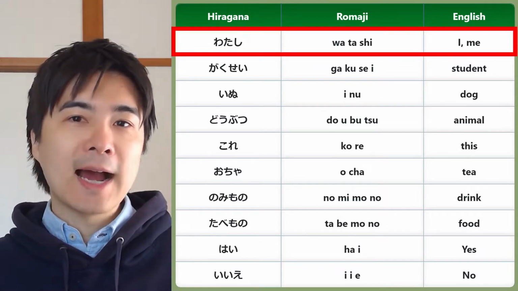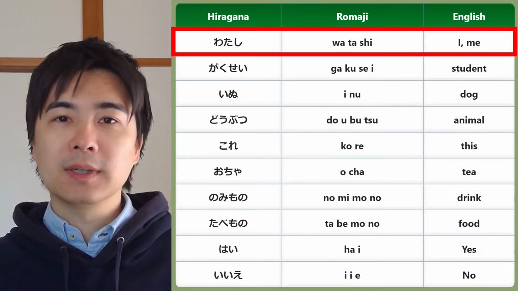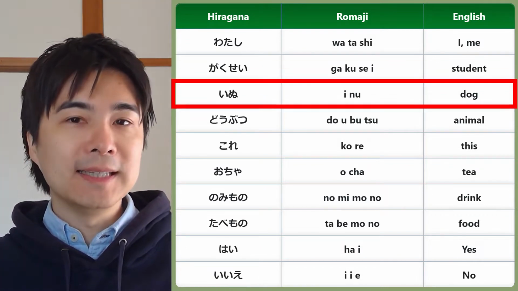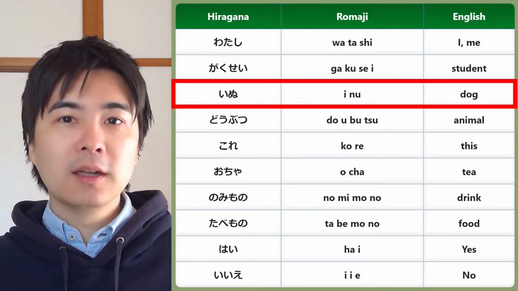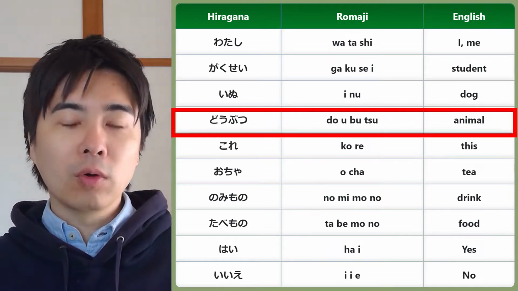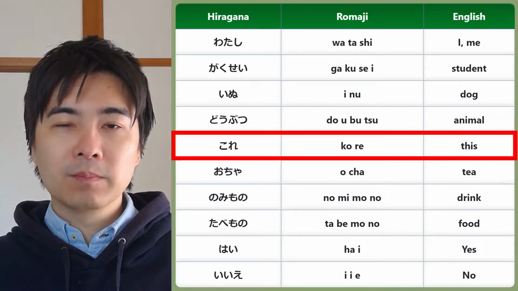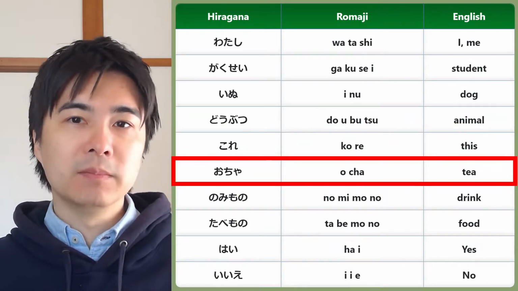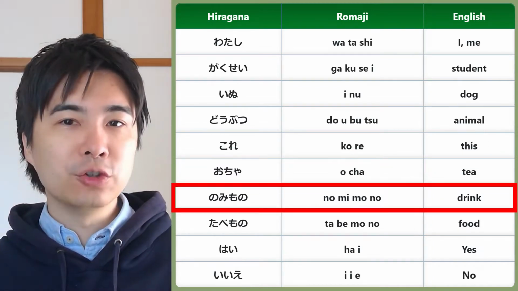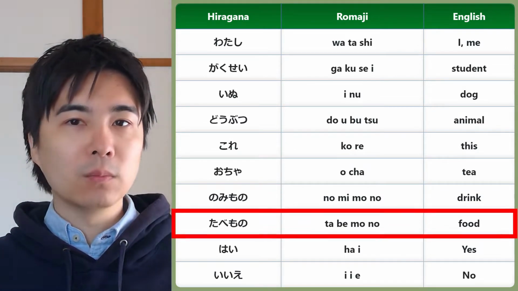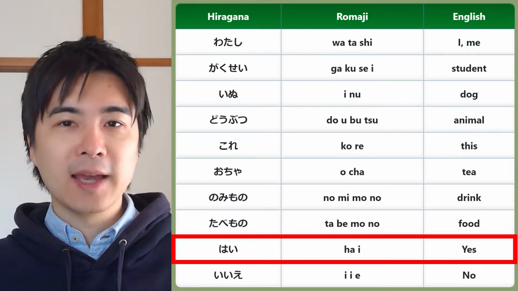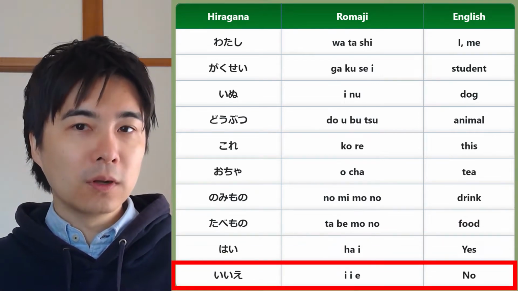Watashi means I or me. 学生 means student. And 犬 means dog. 動物 means animal. これ means this. お茶 means tea. 飲み物 means drink. And 食べ物 means food. はい means yes. And いいえ means no.